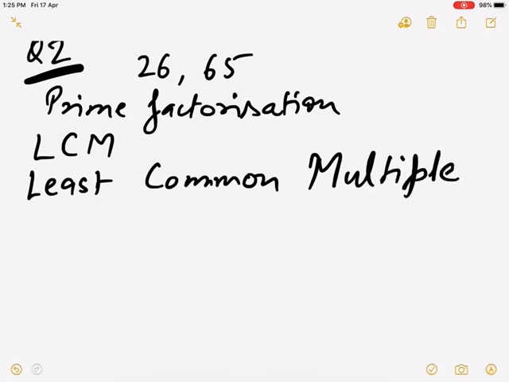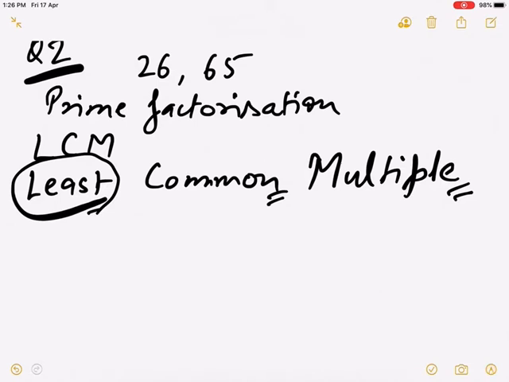Now as we already know, least means the smallest one, common means it should be common to both the numbers, or if there are more than two numbers it should be common to all, and multiple means that number which comes in the table. So if we have two numbers 26 and 65, we are trying to find out a number which comes in the table of 26 as well as 65, and it is the smallest such number because we are saying least, so it should be the smallest number which comes in the table of 26 as well as 65.